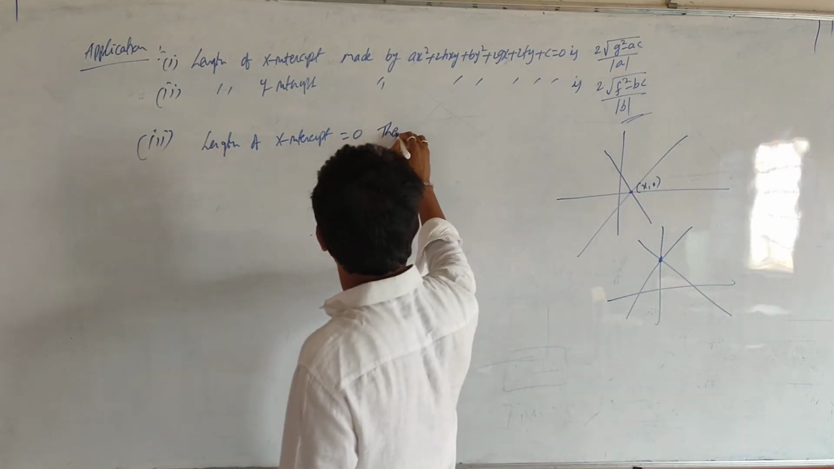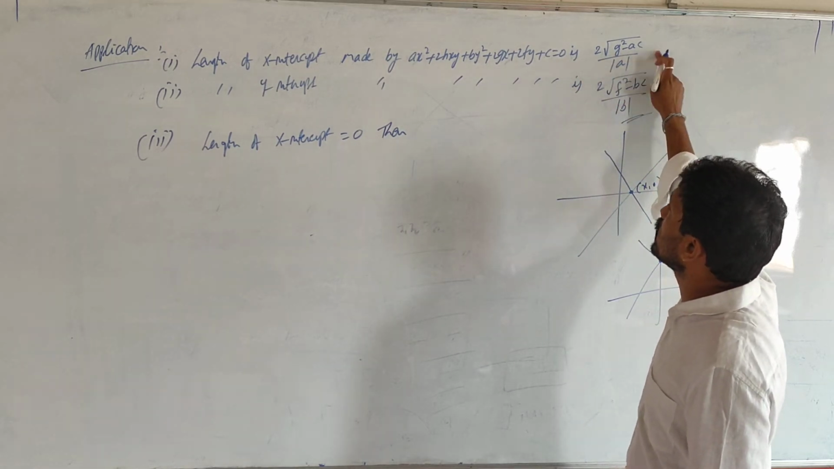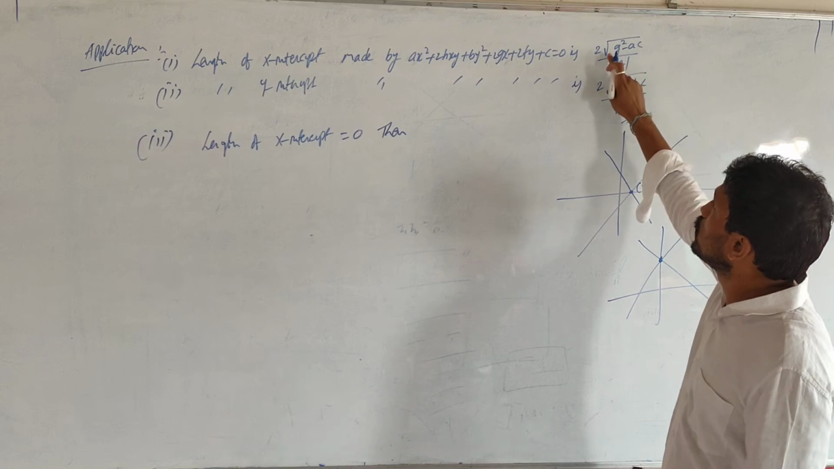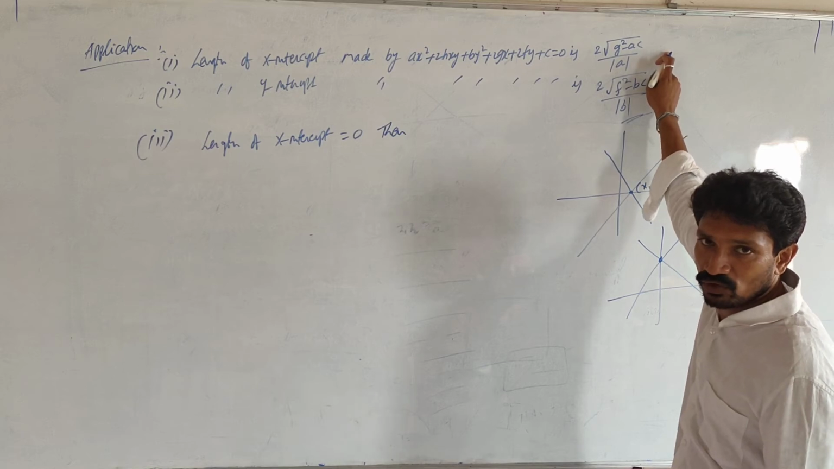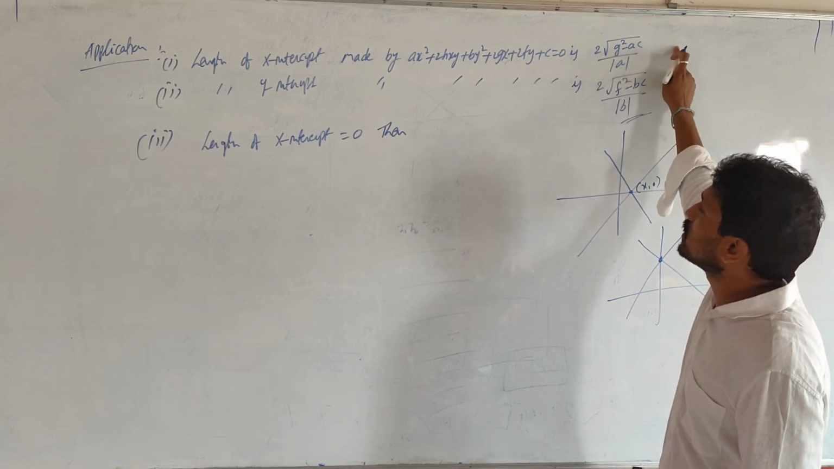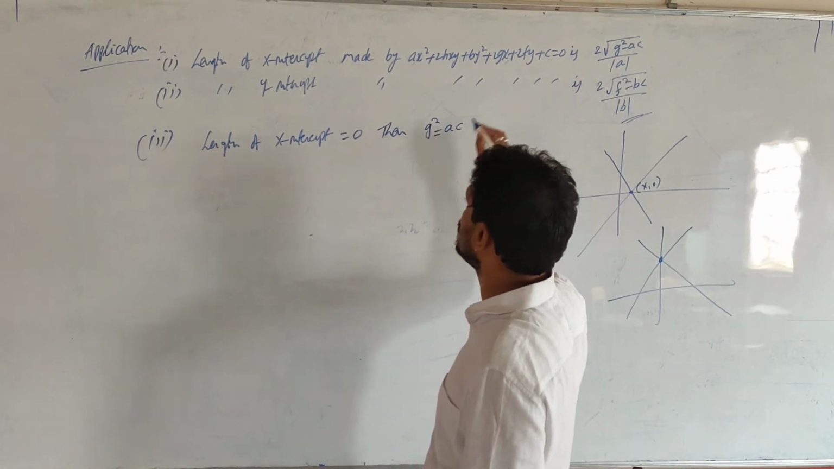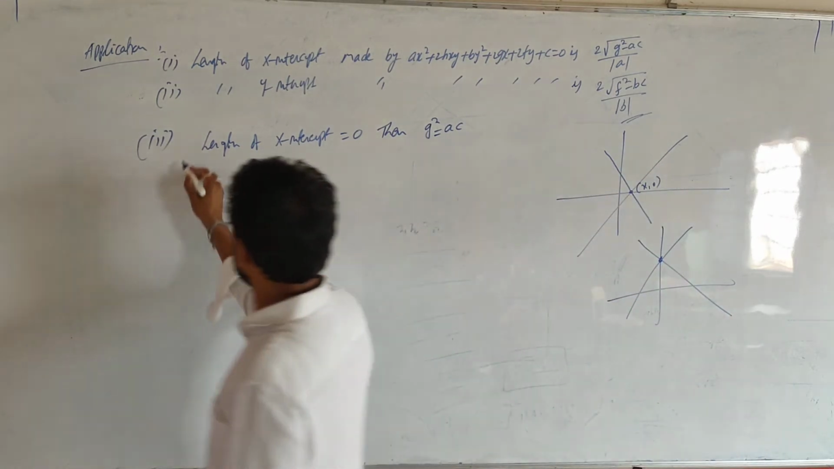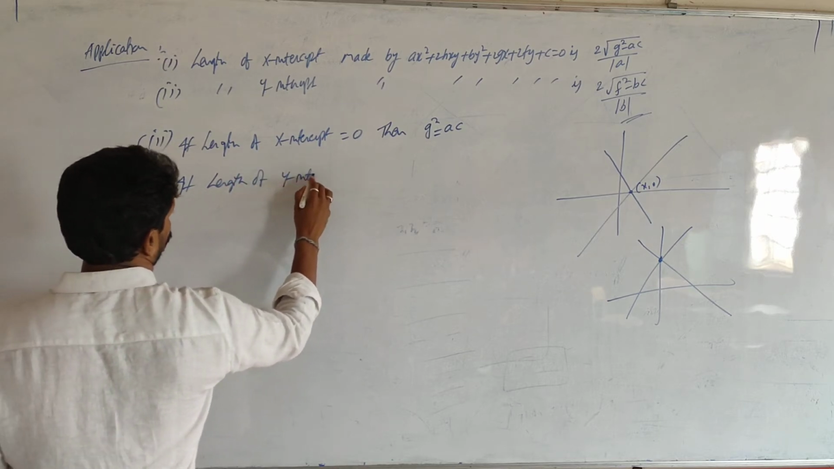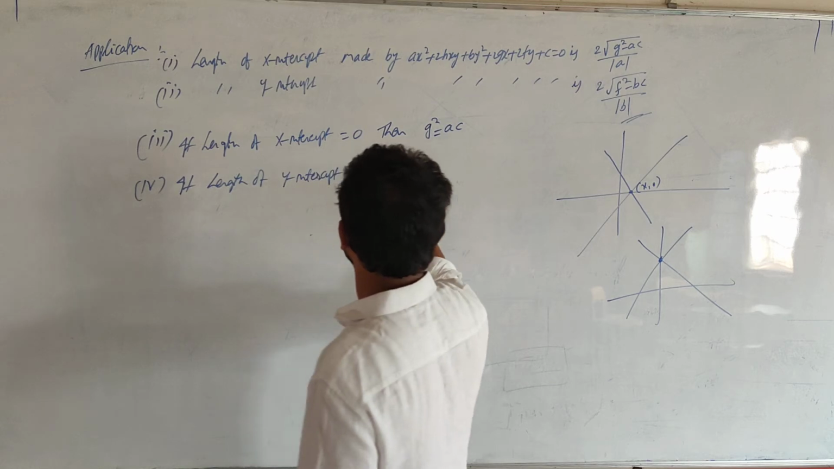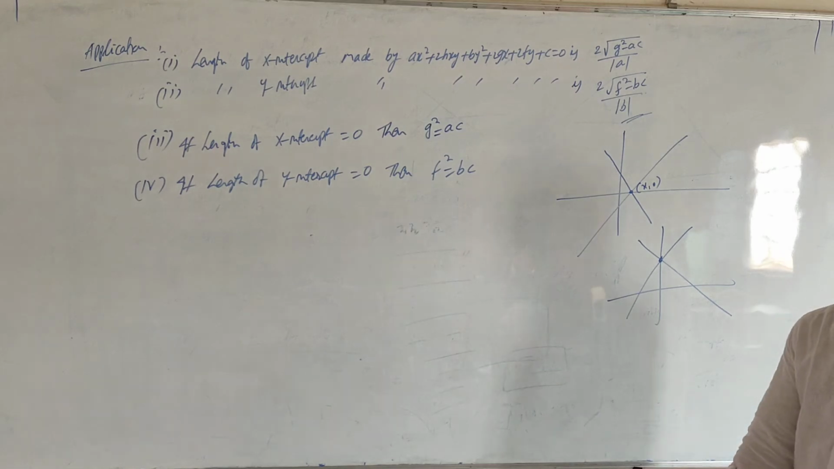Okay? Then what can you say? This one becomes 0. 2 into root of g square minus ac by mod a is equal to 0 means 0 into mod a, 0 only. 2 into root of g square minus ac is equal to 0. So 2 also transpose this side, 0 by 2 is 0. So root of g square minus ac is equal to 0 means g square minus ac also 0. That means g square is equal to ac. Next, if length of y-intercept is equal to 0, then what can you say? f square is equal to bc. Similarly, this f square is equal to bc.